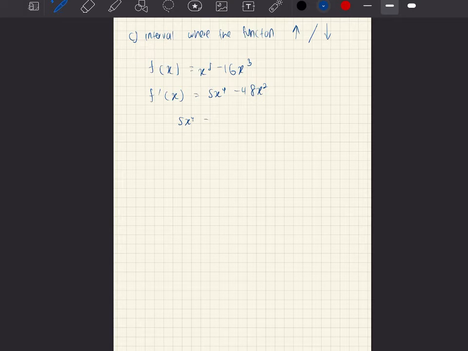And the next one, the question asks us to find the open intervals where the function is increasing or decreasing. If we want to find the intervals, we need to take the first derivative and set it equal to 0. f(x) is x to the power of 5 minus 16x to the power of 3. If we take the first derivative, we get 5x to the power of 4 minus 48x to the power of 2, and set it equal to 0.